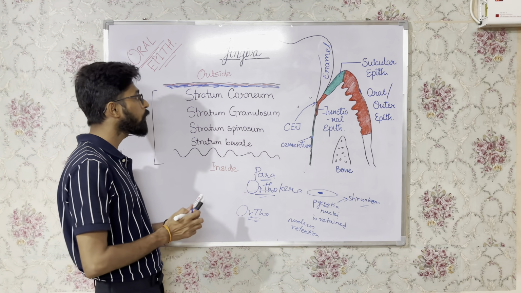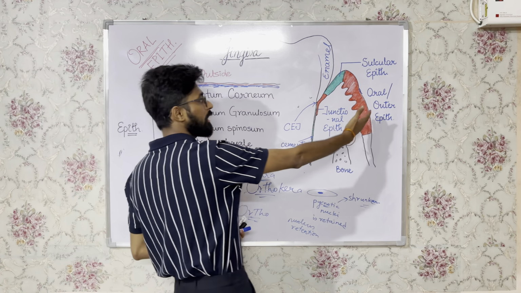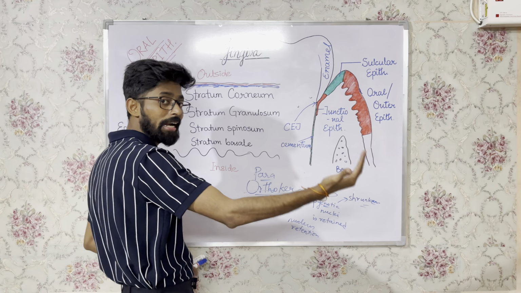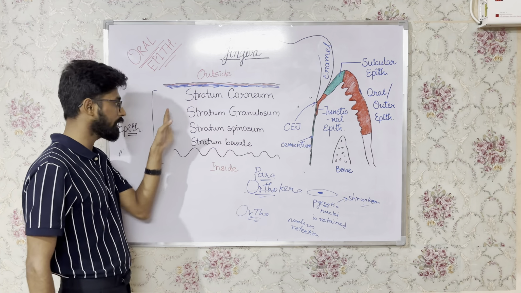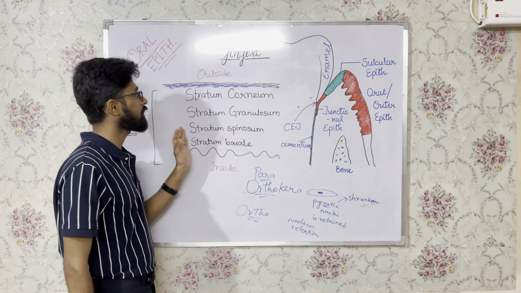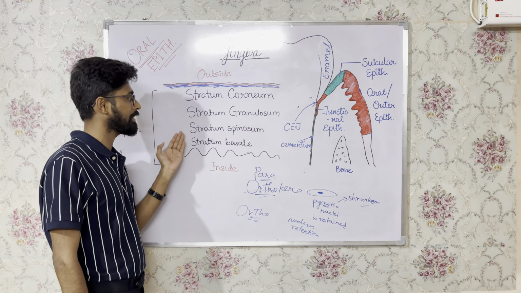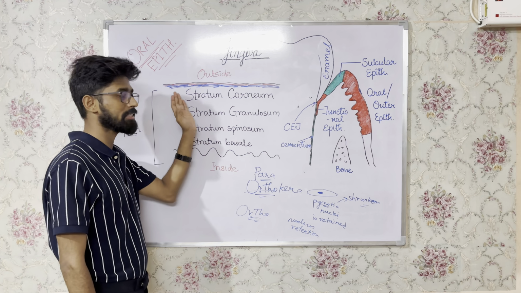So why we went into this part is that oral epithelium or the outer epithelium is keratinized or parakeratinized. That means it consists of all these 4 layers. You will write this point that oral epithelium consists of all 4 layers: stratum basal, stratum spinosum, that is prickle cell layer, stratum granulosum, and the stratum corneum.